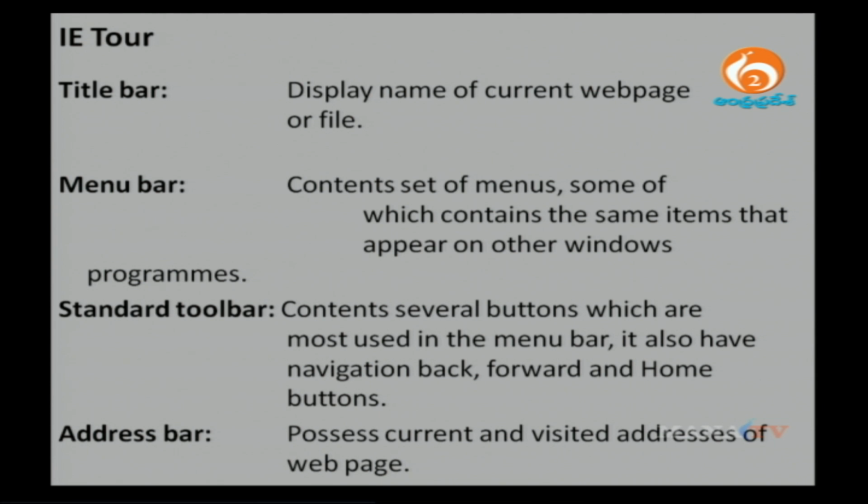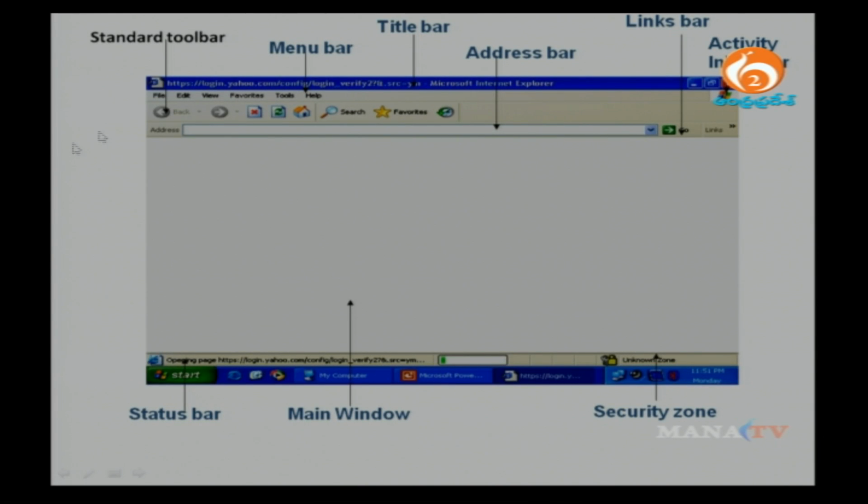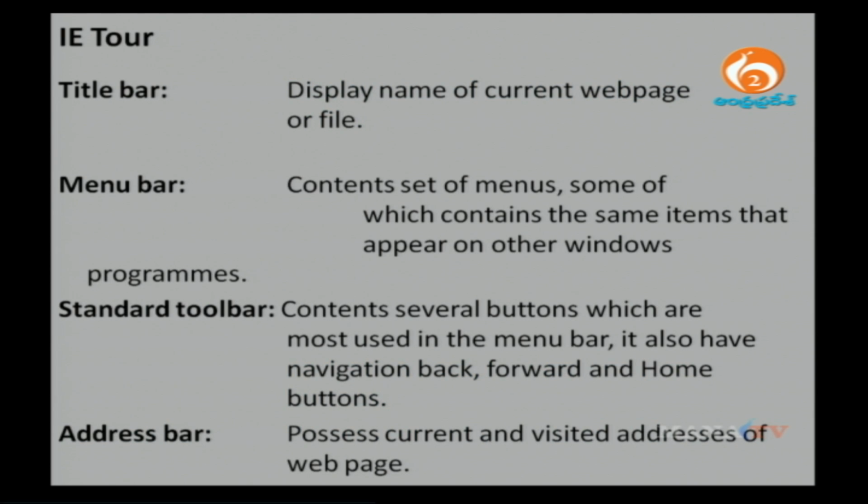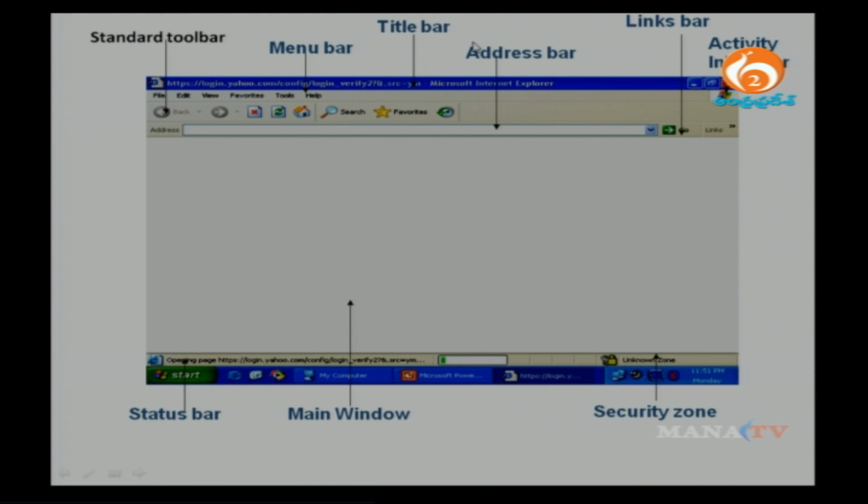The menu bar contains menus, some of which contain the same items that appear in other Windows programs. Standard toolbar: as we see, this is the standard toolbar, where we can go to the previous page or next page. It contains several buttons which are most used in the menu bar. It also has navigation back, forward and home buttons. Address bar: this is the address bar. Whatever we want to search, we can type here on the address bar, and the information we are searching for will be displayed within a fraction of a second.